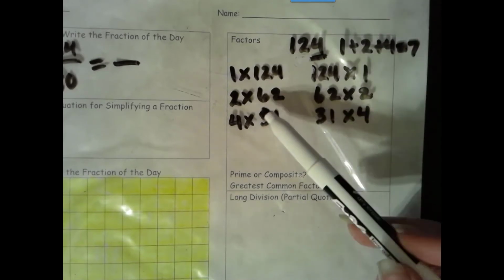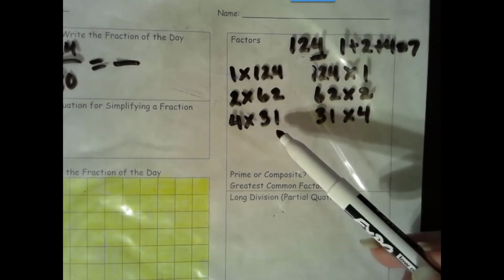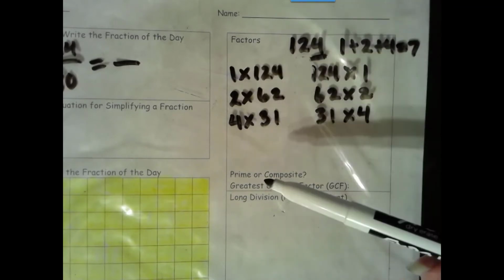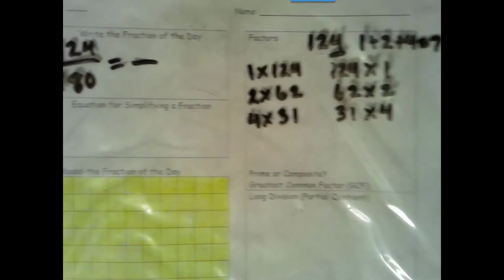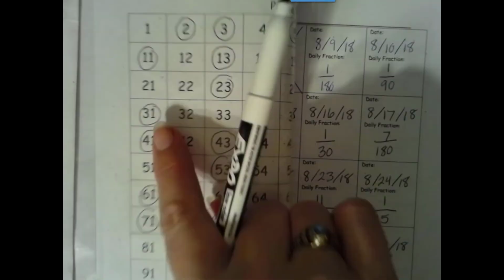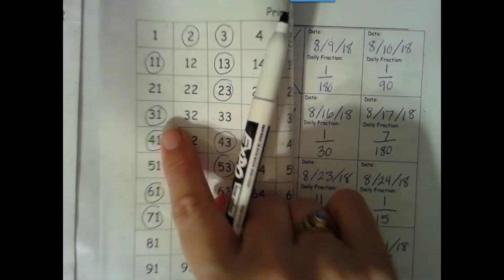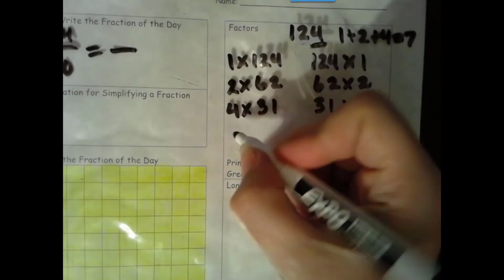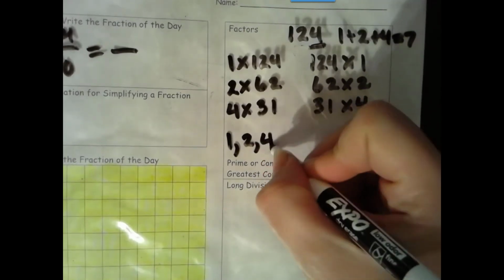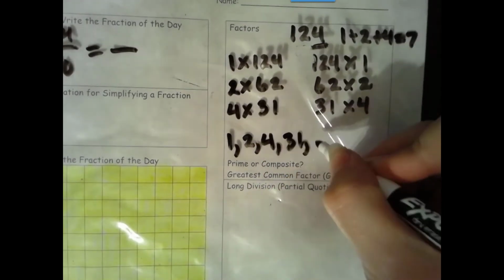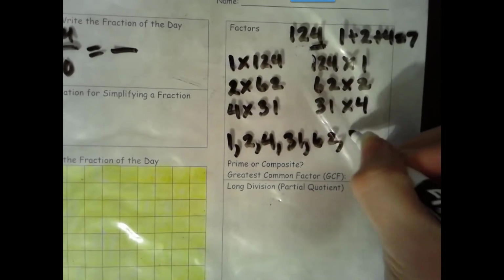I'm going to see if 31 may be prime, because if we've gone in order and the second factor is prime, then we are done, because it won't break down into any more factors. Yes, 31 is prime, so we are done. Let's list our factors from least to greatest. 1, 2, 4, 31, 62, 124.